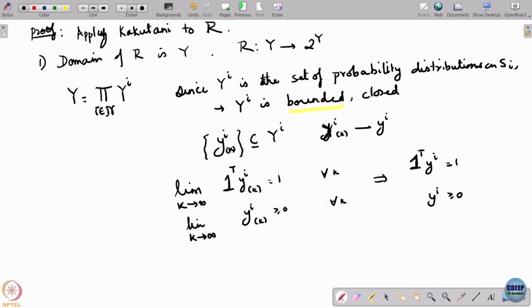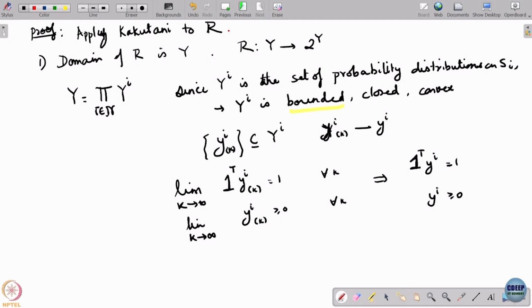And then what about convexity? You take two probability distributions and take a convex combination of those two probability distributions, that is another probability distribution, right. You mix two probability distributions, you get another probability distribution. Which means that it's convex.